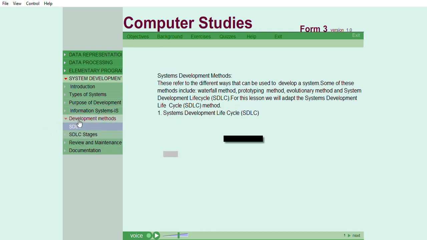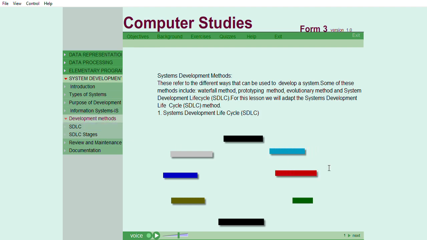System development methods. These refer to the different ways that can be used to develop a system. Some of these methods include waterfall method, prototyping method, evolutionary method, and system development life cycle (SDLC). For this lesson, we will adopt the system development life cycle (SDLC) method.